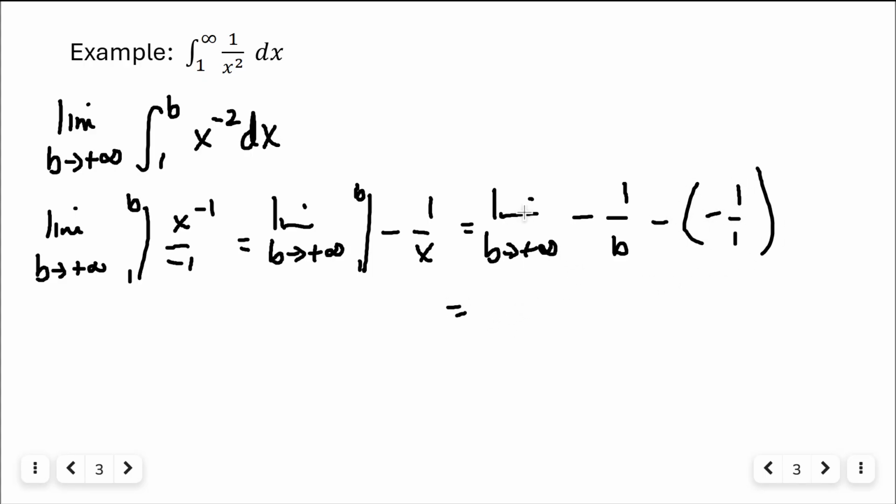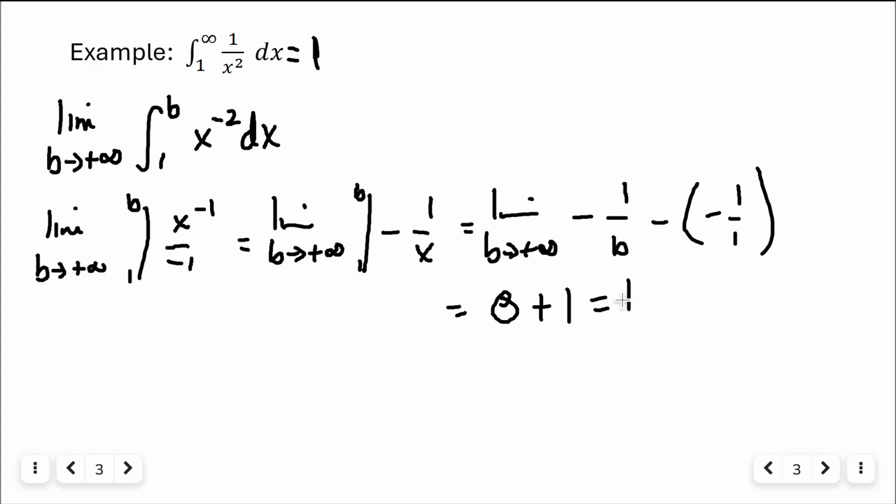All right, now we're going to try to find the limit. The limit as b goes to infinity. As b goes to infinity, 1 over something really big is really small. It goes to 0. Two negatives make it positive. 1 over 1 is 1. My answer is 1. So the value of this limit is 1.